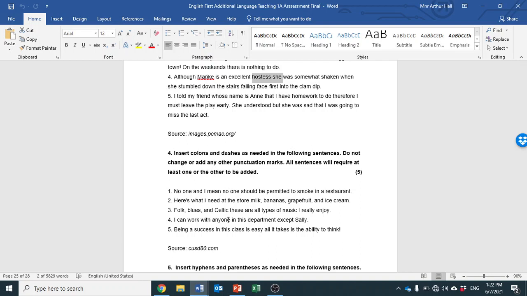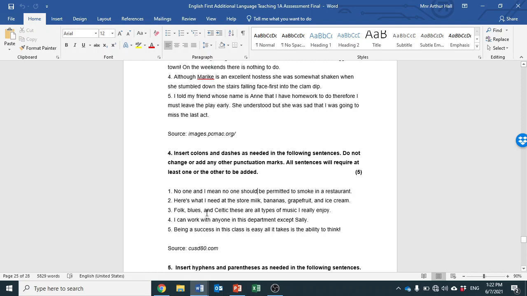You normally separate extra information with a comma, but you've only got a dash. So the dash will be there after no one. And remember, you need 2. There's the next one because it's emphasizing this command. So there is a colon there, a dash there, and a dash there.